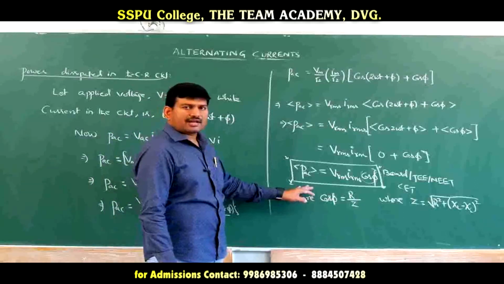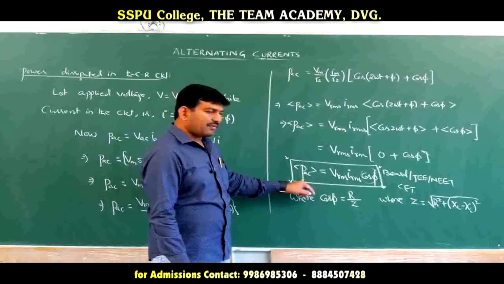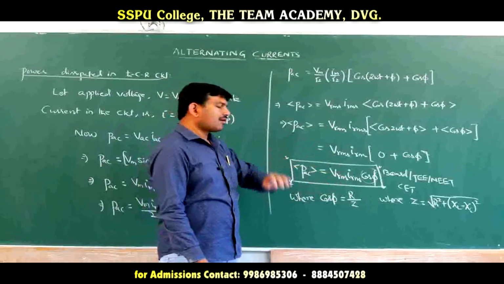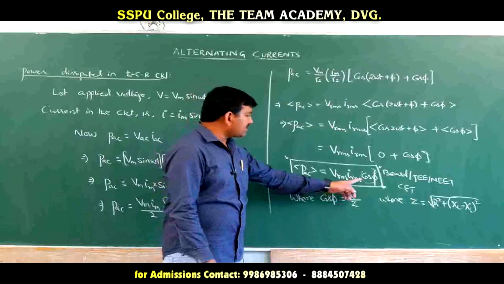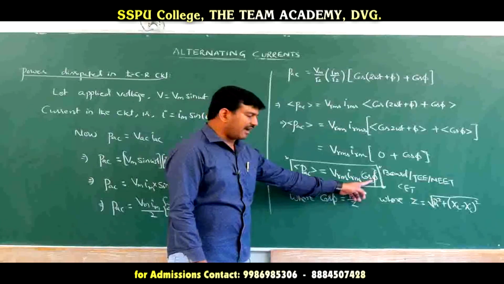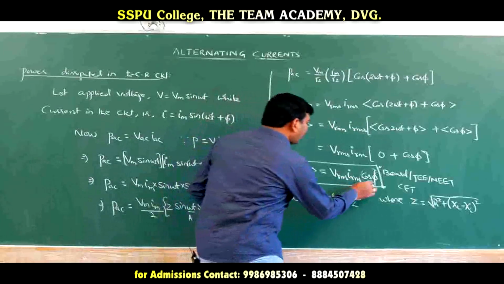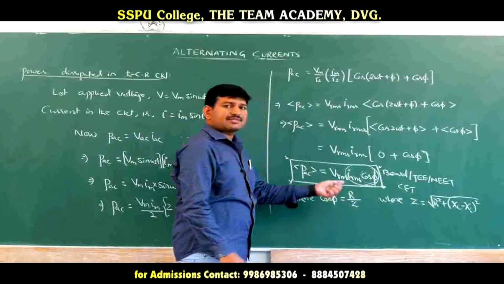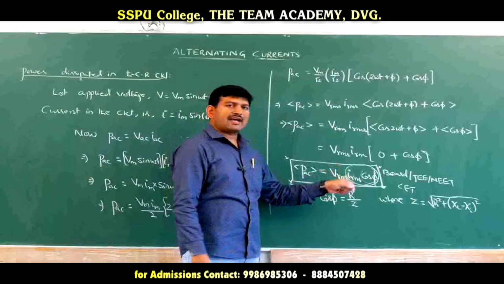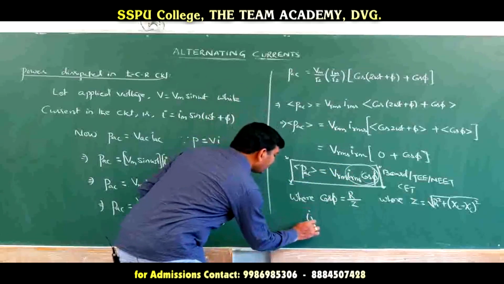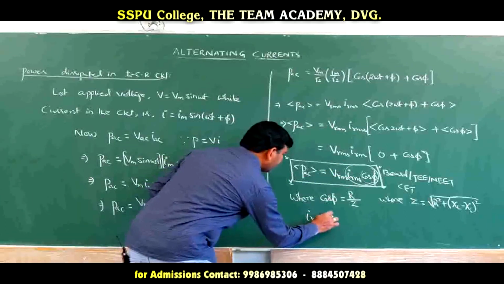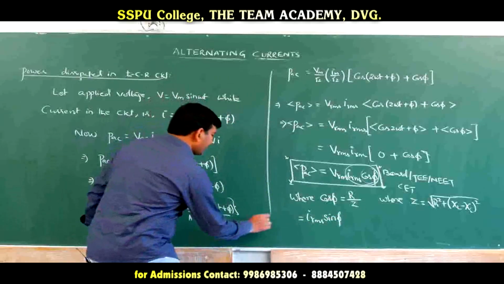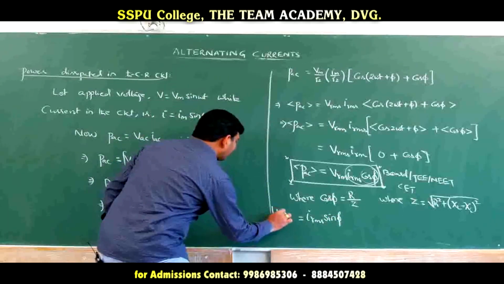And what is the formula for RMS power? The AC power average value is equal to Vrms into Irms into cos phi. So this cos phi is said to be what? The power factor. And here, Irms into cos phi is one of the components of the RMS current. Similarly, we have another term called Irms into sin phi. This Irms into sin phi is said to be the wattless current.